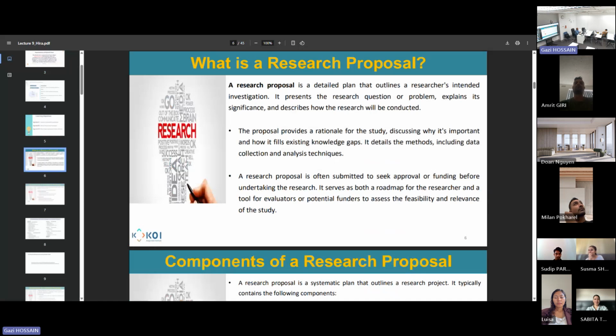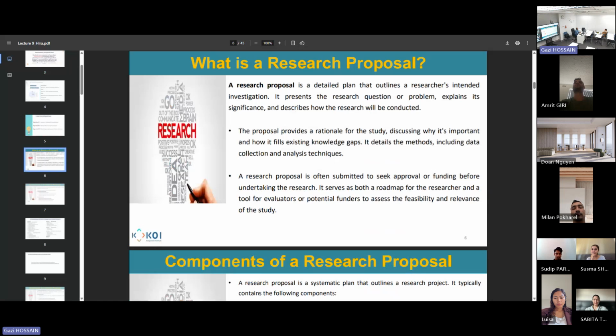So research proposal, what does it mean? Actually, a proposal is a plan. It describes how we'll be doing our research and what we will be doing in our research.